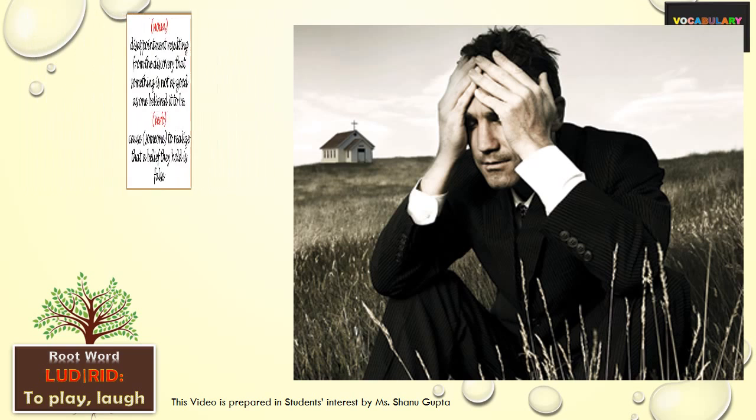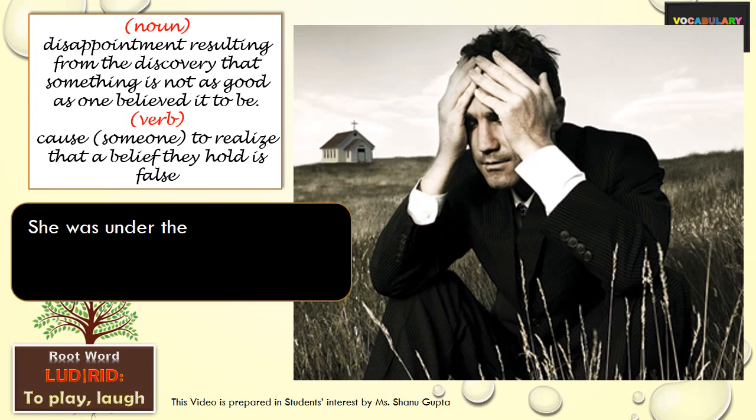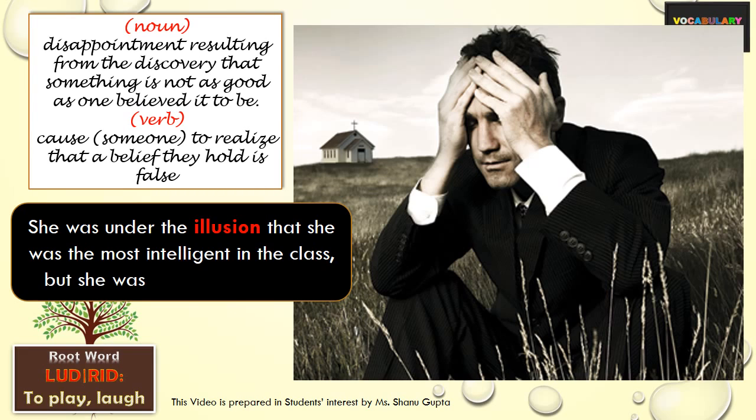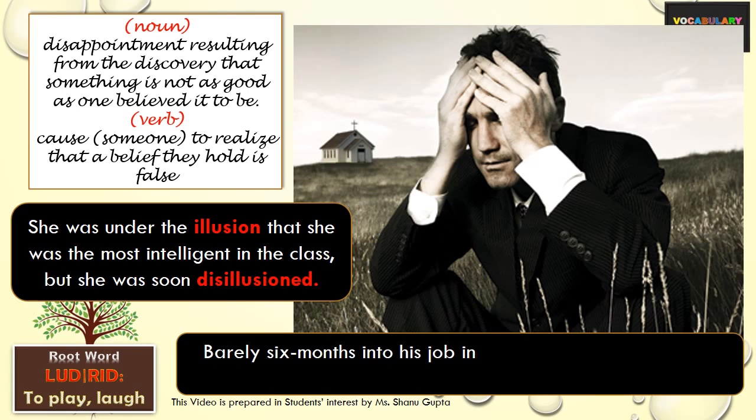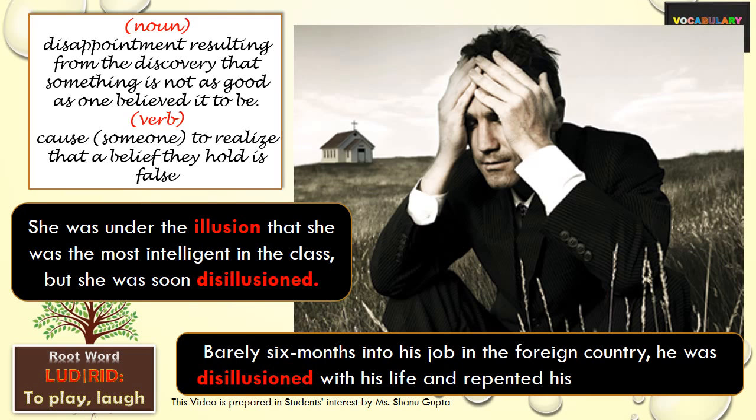An example sentence for both words is, she was under the illusion that she was the most intelligent in the class, but she was soon disillusioned when she got very poor grades in exams. The word disillusion refers to the disappointment resulting from the discovery that something is not as good as one believed it to be.